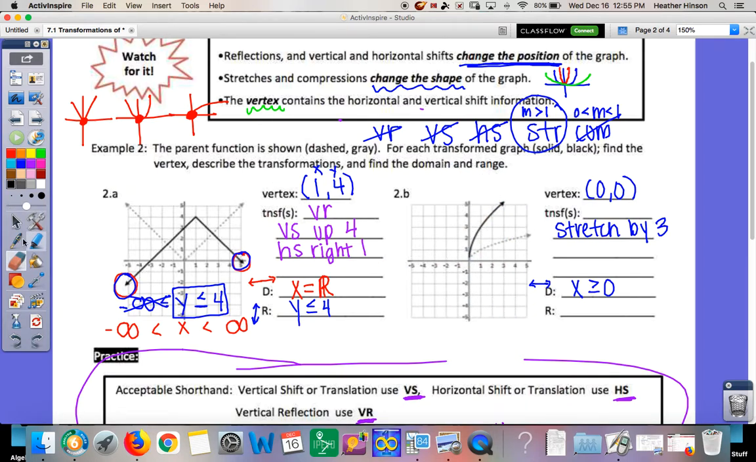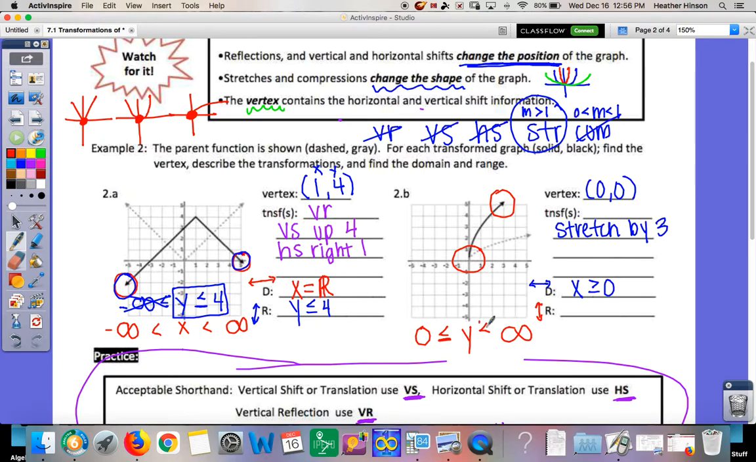Okay, let's try range. Range, you're going to go bottom to top. So what's at the bottom? It starts at 0. What's at the top? Infinity. Of course, range is going to be y, and you're going to put your less than symbols. Is 0 equal to? Do you see an open circle right there? Or is it solid? It's solid. There's no open part, so that's equal to.